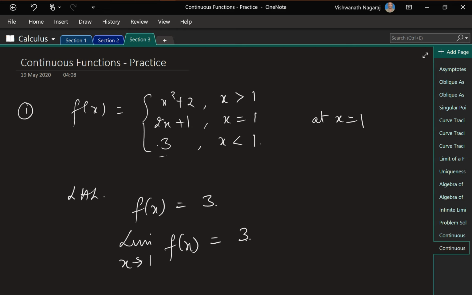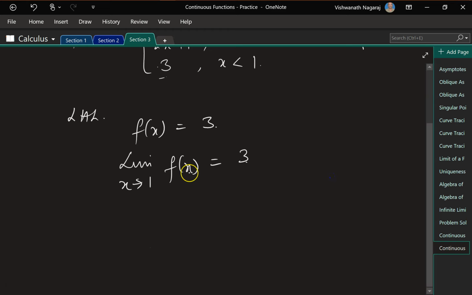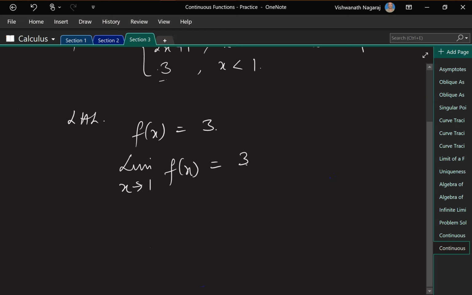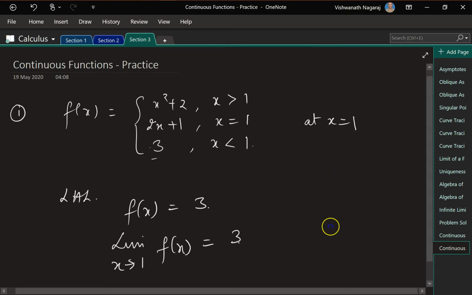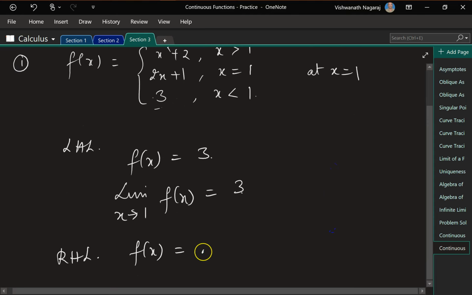We don't have to do any further work because it's a constant function. Change in value of x doesn't have any impact on the result. Okay, let's look at RHL. Now it is coming from the right of 1. Right of 1 means it is greater than 1. So here the function becomes f of x equal to x square plus 2.